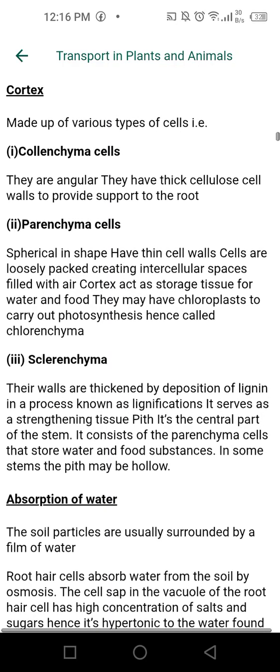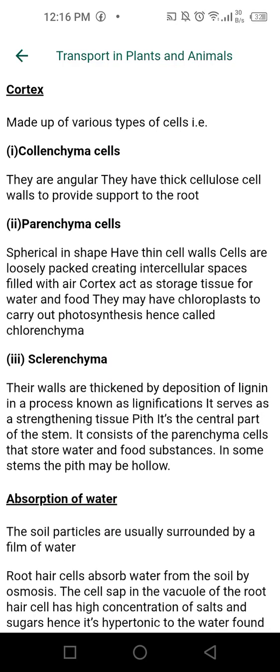Cortex, made up of various types of cells, i.e. collenchyma cells. They're angular and have thick cellulose cell walls to provide support to the root. Parenchyma cells. Spherical in shape, have thin cell walls. Cells are loosely packed, creating intercellular spaces filled with air. Cortex acts as storage tissue for water and food. They may have chloroplasts to carry out photosynthesis, hence called chlorenchyma.